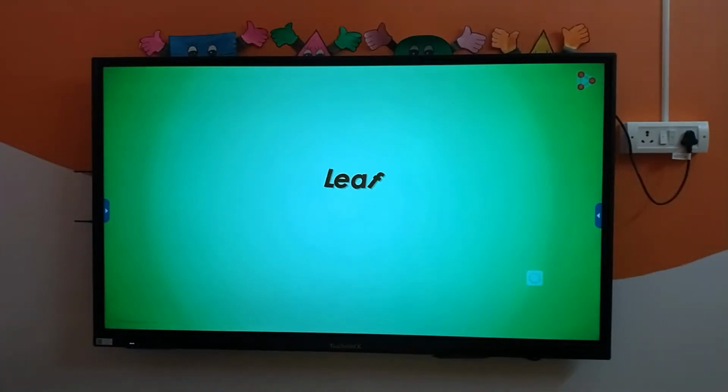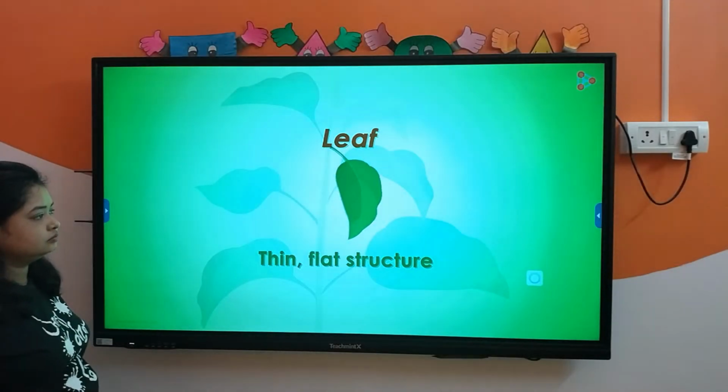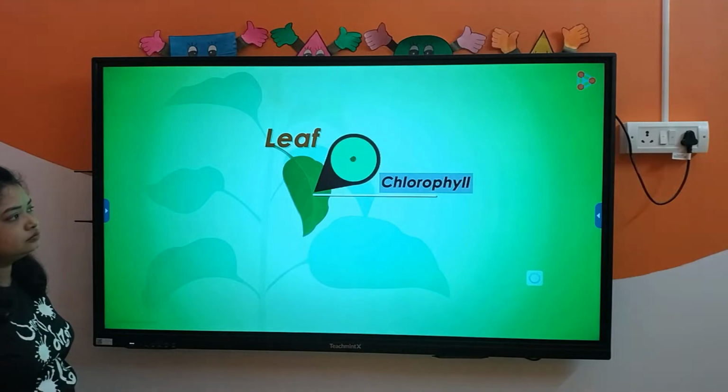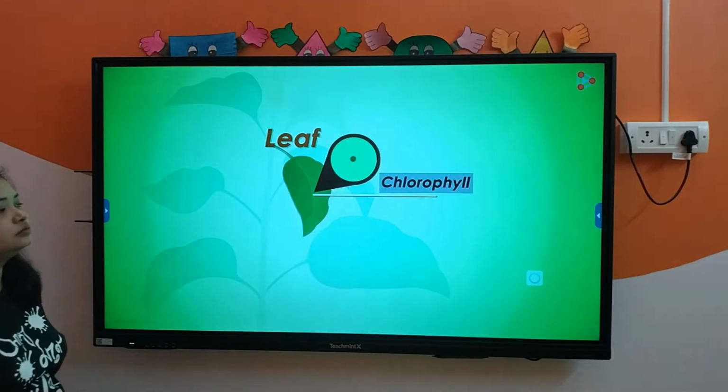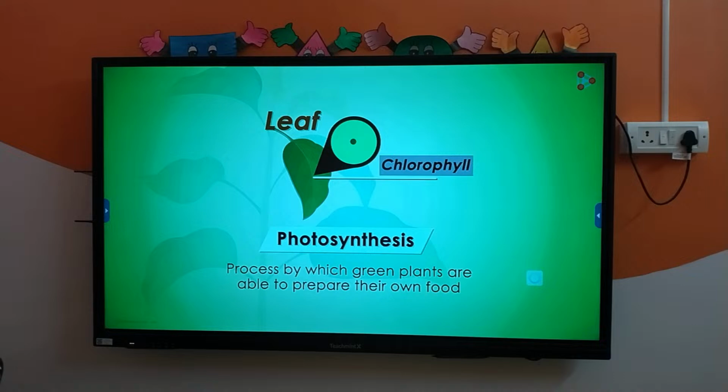What exactly is a leaf, by the way? The leaf is this thin, flat structure. It appears to be mostly green in color due to the presence of chlorophyll. Wait, have you come across this term chlorophyll before? What is its use in the plant body? Chlorophyll is a green-colored pigment which plays a chief role in the process of photosynthesis. That is, the process by which green plants are able to prepare their own food.